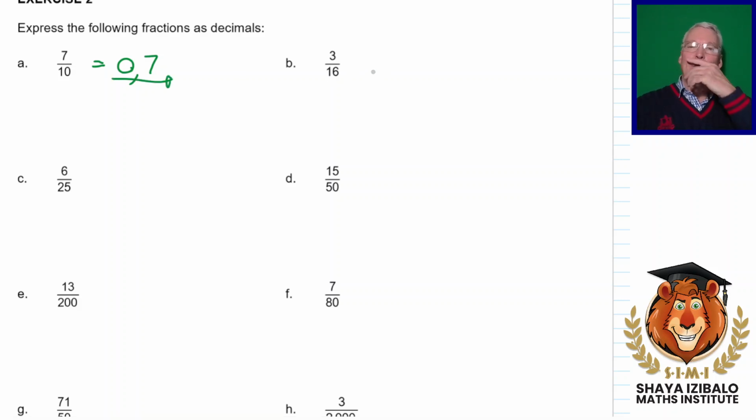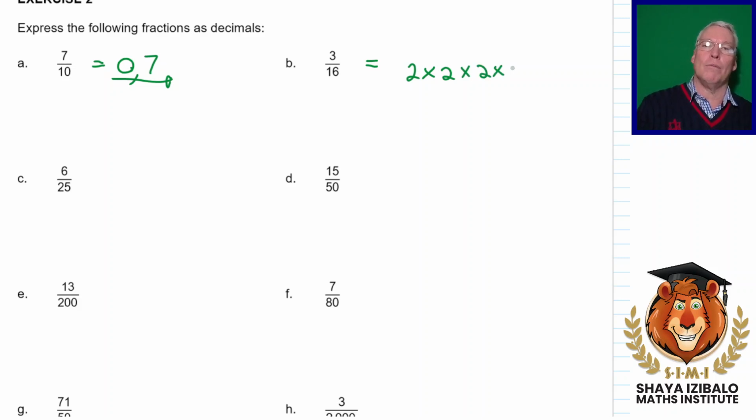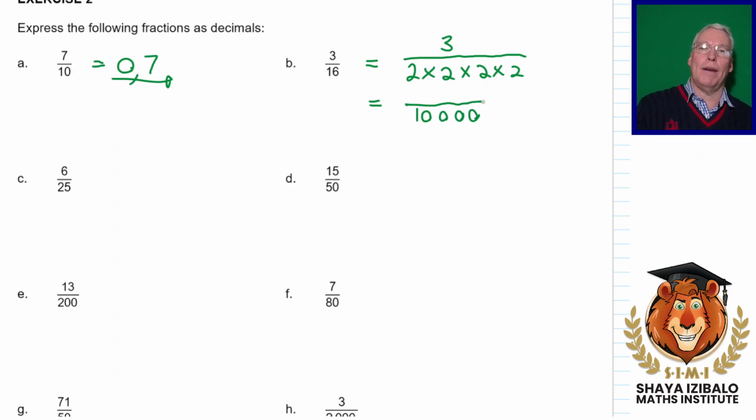The next one, this is a little bit tricky actually, and the numbers get quite big and quite ugly. We want to make that into, remember 16 is 2 times 2 times 2 times 2. It's 4 2's multiplying together. How would I make tens on the bottom here? Well, I would need to multiply by 5 4 times. So in fact, if I did that, I would get 4 tens on the bottom. I'd get 10,000. And on the top, I'd have 3 times 5 to the power of 4.